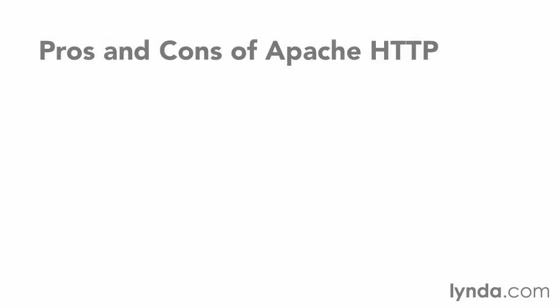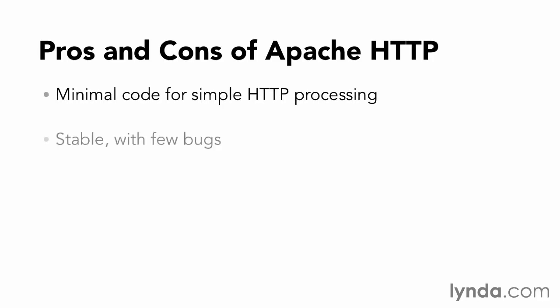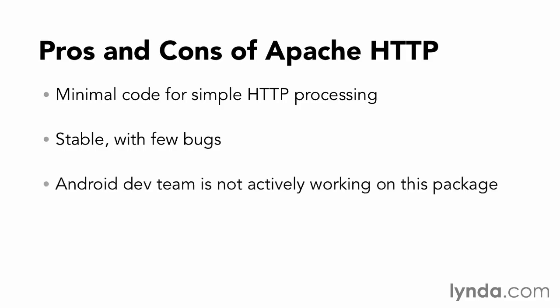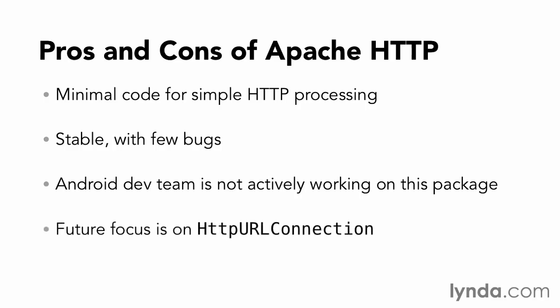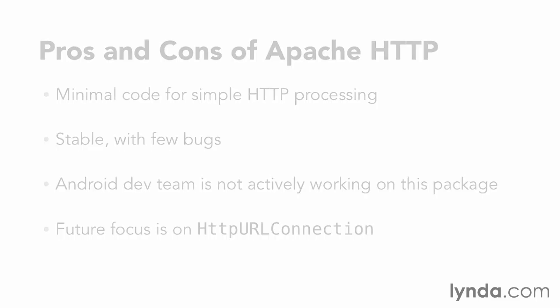The Apache HTTP client offers lots of benefits. It requires really minimal code for simple processing, and it's highly stable with very few known bugs. However, as I mentioned, it's not currently being worked on. As far as is known, this aspect of the Android SDK has been frozen. Whatever it does today is what it'll do tomorrow and for the future. The Android development team's focus has been on HttpURLConnection, the API that's defined in the Java libraries and is implemented in the Android SDK.